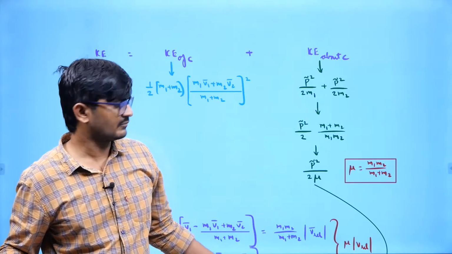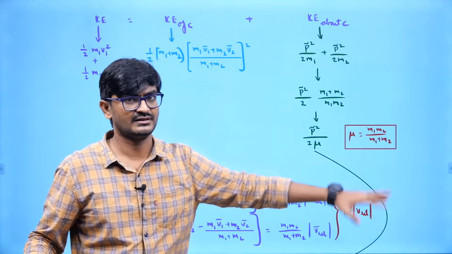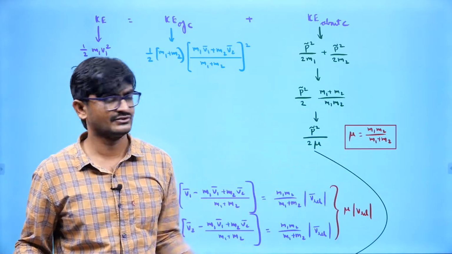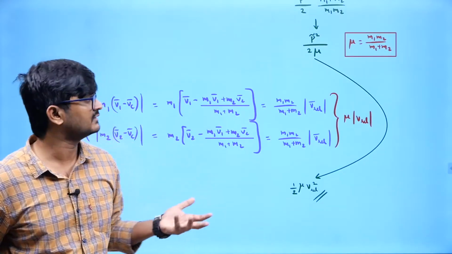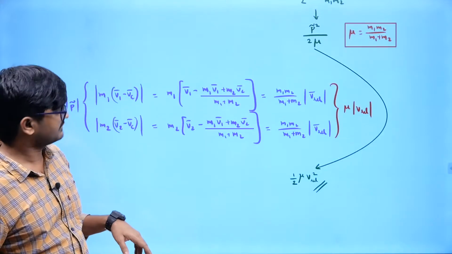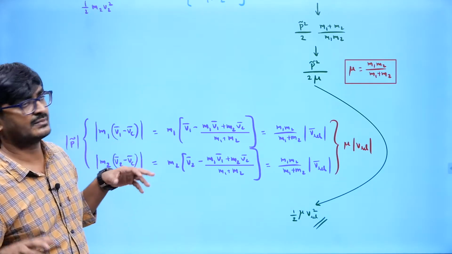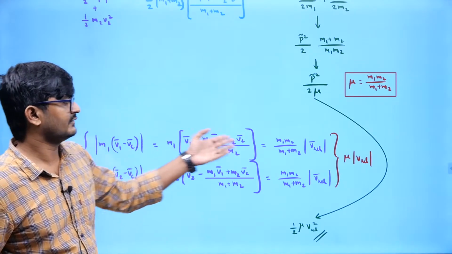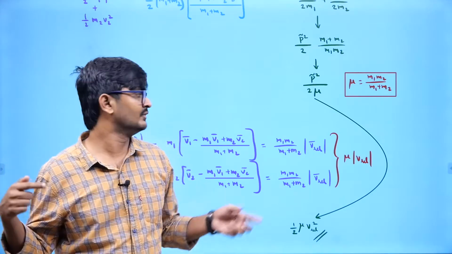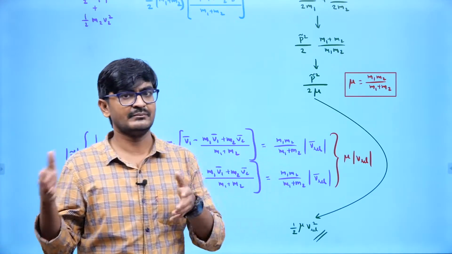When I modify it, I will get p square by 2 times mu form. What is mu? m1 m2 by m1 plus m2. As it is difficult to write, we use mu, which has the name reduced mass, because it will appear again and again. Anyway, the momentum of the first particle from the center of mass frame will be m1 into v1 bar minus vc bar. When I work it out, the momentum of this particle is mu into v relative.